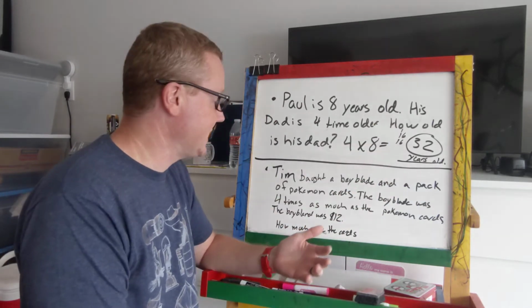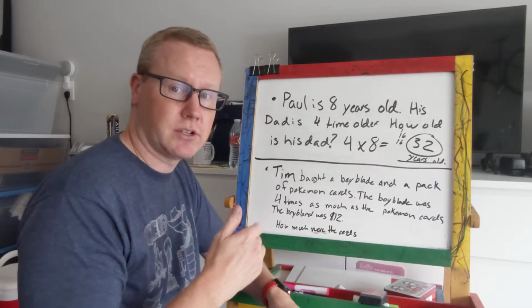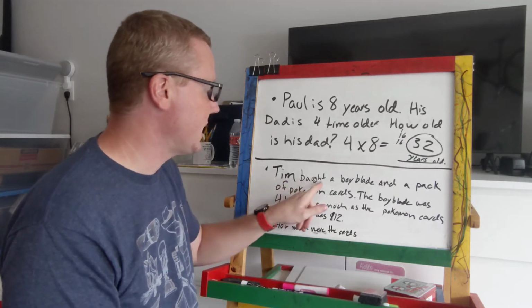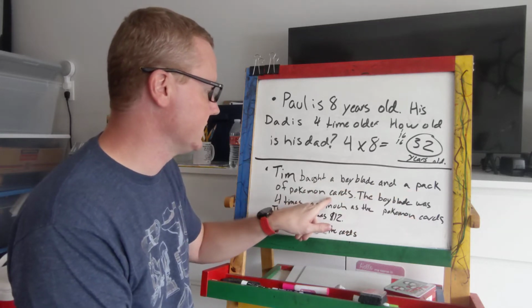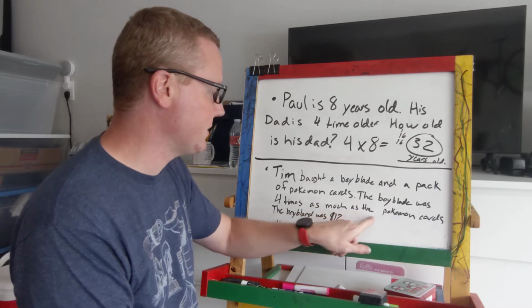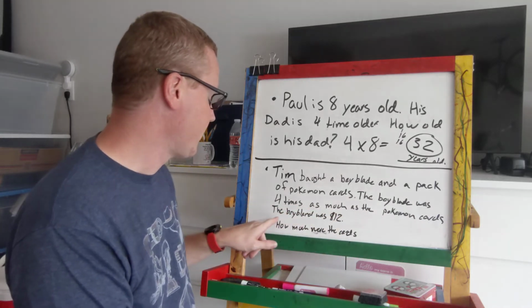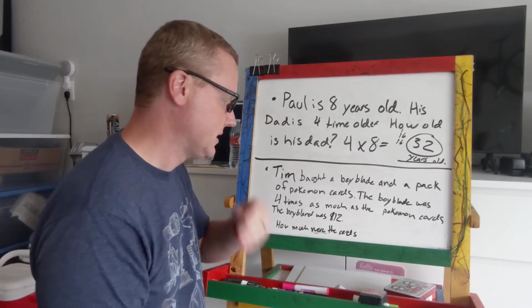Another example you might get is something like this. This has a lot of writing. Might be hard to read, so let me read it for you. Tim bought a Beyblade and a pack of Pokemon cards. The Beyblade was 4 times as much as the Pokemon cards. The Beyblade was $12. How much were the cards?